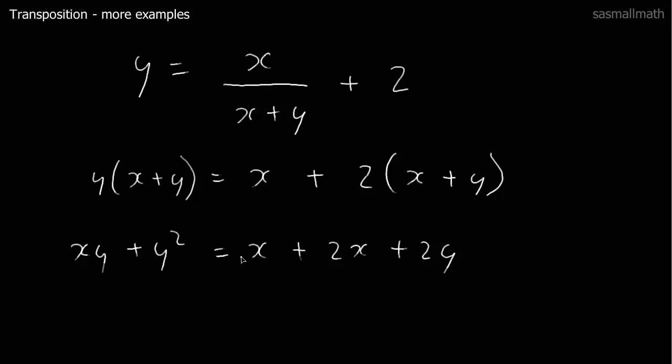And what we'll do now is bring all the x's one side and all the y's the other. So we'll take 2y from both sides and we'll take xy from both sides. So that gives us y squared minus 2y equals, and I can add this together, x plus 2x is going to be 3x minus xy.